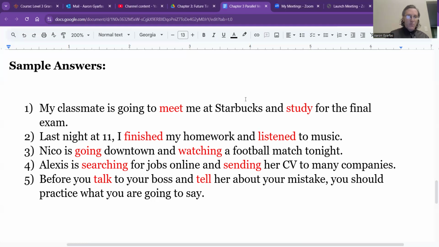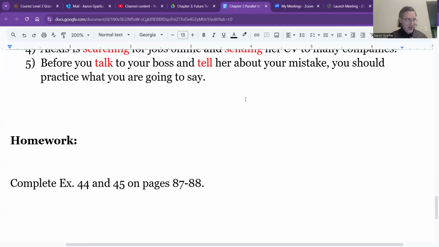Okay. For homework, go to page 87 and 88 and try out exercise 44 and 45, working with parallel verbs. Remember, whatever verb tense one verb is, the other verb needs to be the same verb tense. They should match. Good luck.